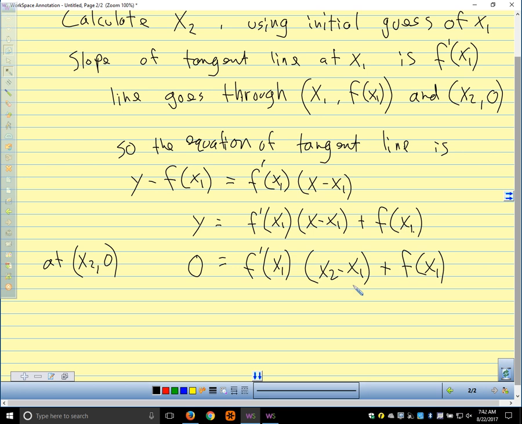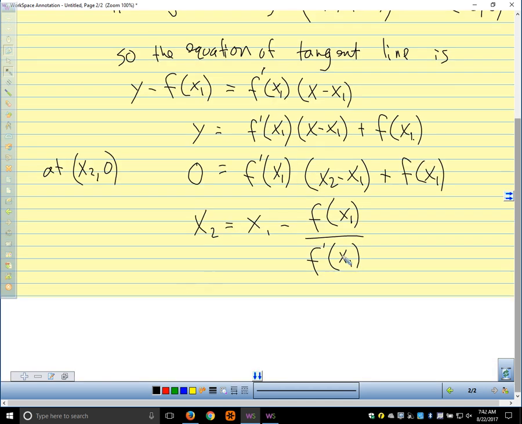So I'm going to do this all in one step. Solving for x2, we want our new approximation, and we'll get x2 just in terms of our initial guess and the function at our initial guess and the derivative. So x2, finally, equals x1 minus f of x1 over f prime of x1. And this is our new approximation.